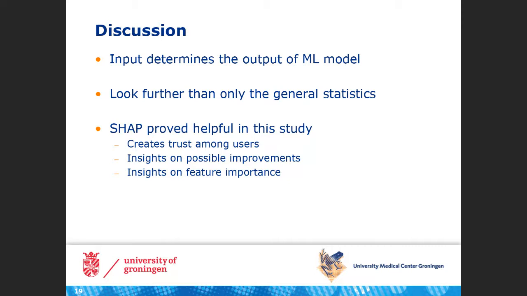And we also used SHAP, and that proved really helpful in this study because it creates trust. It gives us insight on possible improvements, and it gives us insight on feature importance. And I think this study is a really good example of how we can use data to get more insight on how certain processes work, and how machine learning can be of help as a clinical assisting tool.